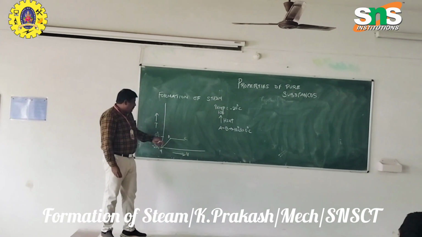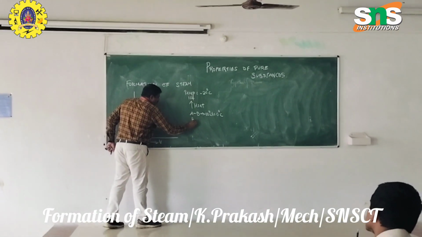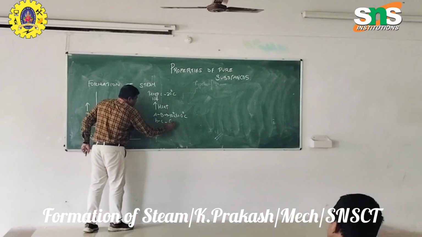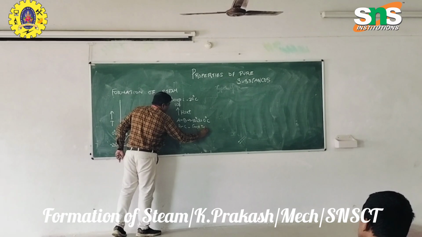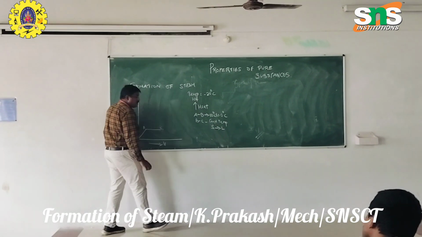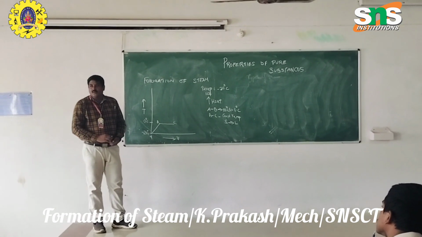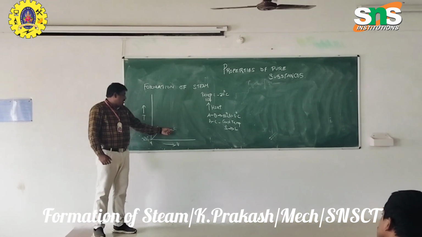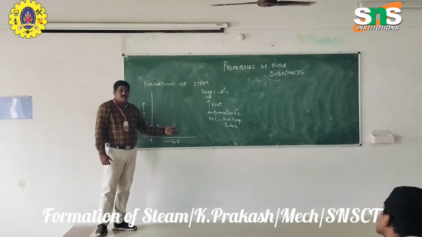Here in the process A to B, the temperature increases from minus 20 degree Celsius to 0 degree Celsius. And in B to C, at constant temperature, solid is converted into liquid. Now at C, it is completely liquid.